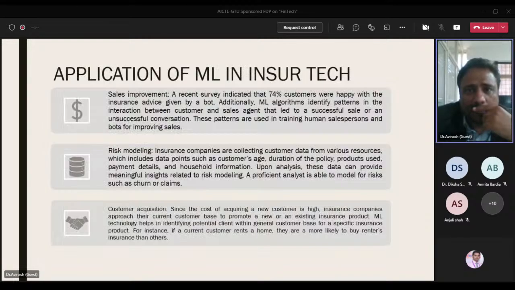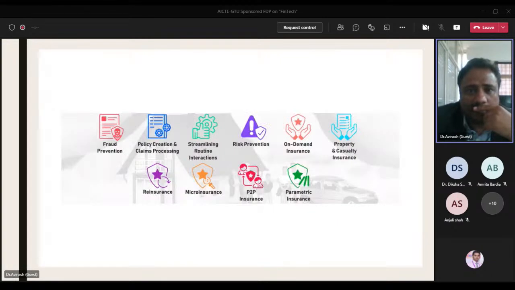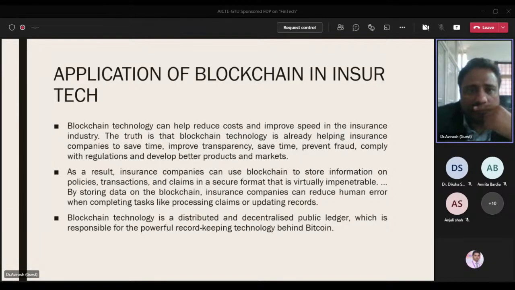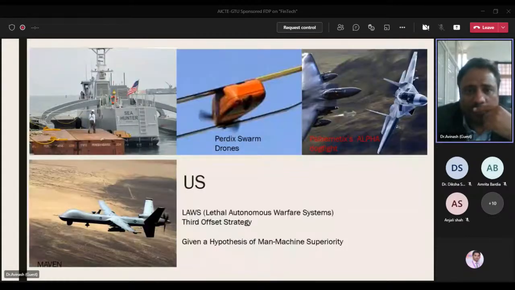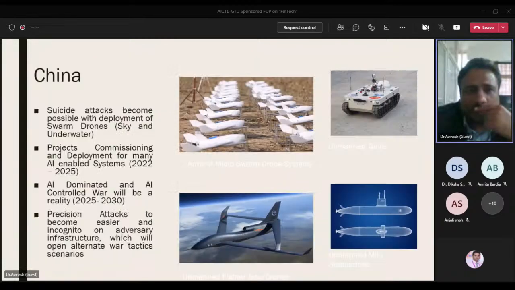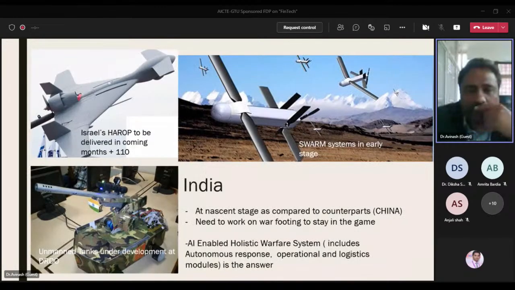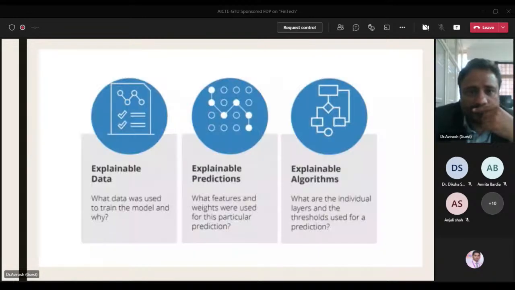So these are the applications of blockchain in insurance technology also. How other countries are making use of these technologies in warfare systems: China, how they have used the drone system. India is also making some kind of warfare systems which are drone based.